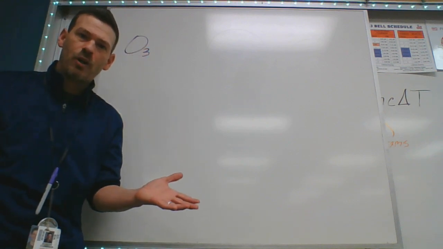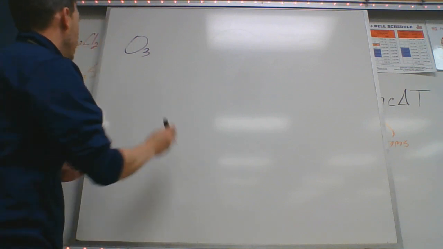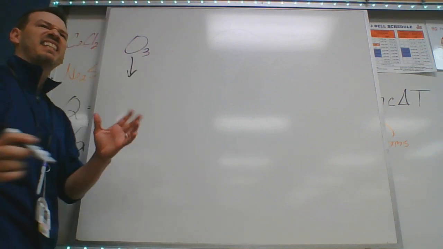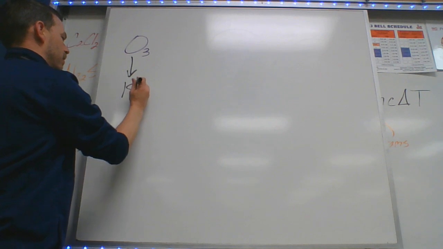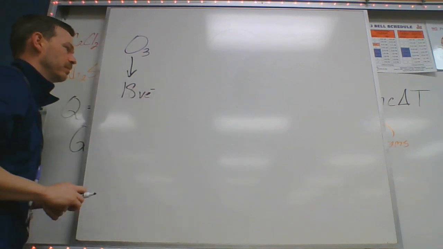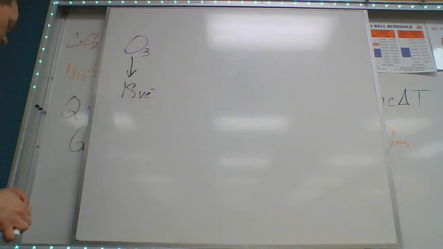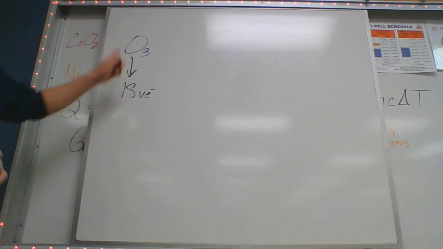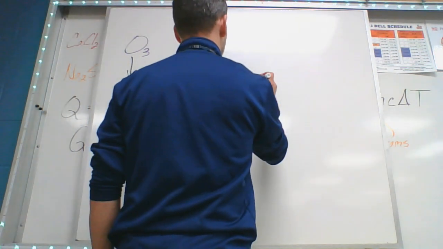let's do our VSEPR on ozone so I can show you resonance. Ozone, oxygen has 6 valence times 3 is 18. So 3 oxygen, so just stick one of them in the middle.